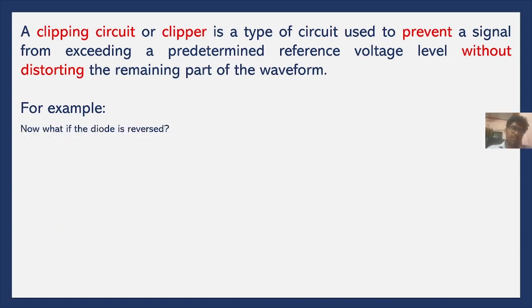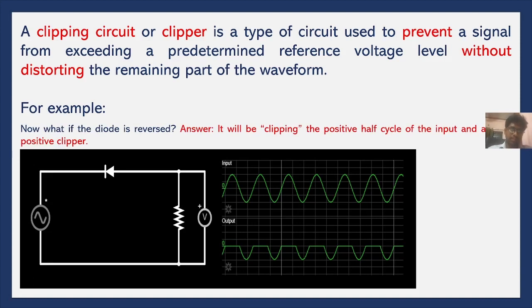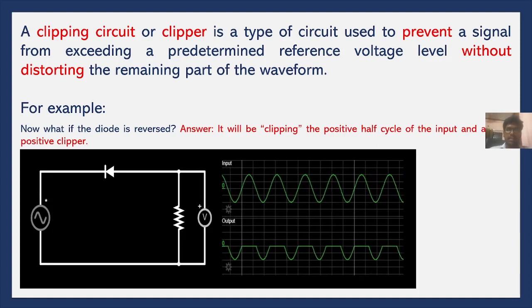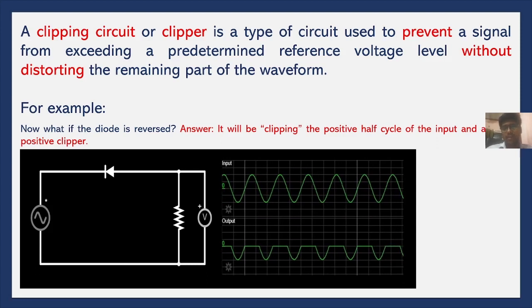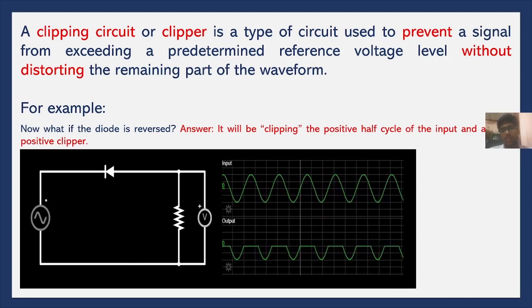So what if the diode is reversed? If the diode is reversed, it will clip the positive half cycle of the input and act as a positive clipper circuit. Like you can see in the simulation video, we have the input at the upper graph and the output at the lower graph.